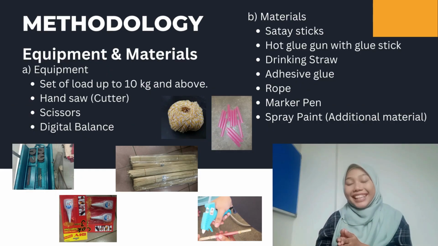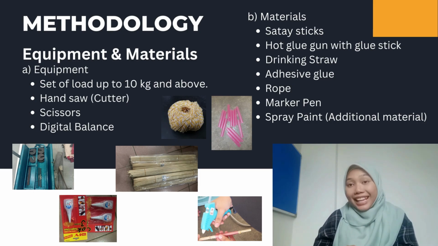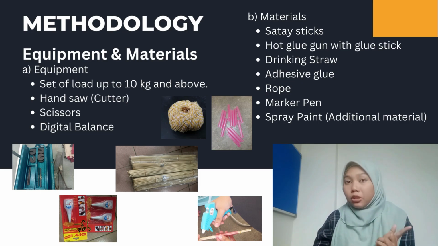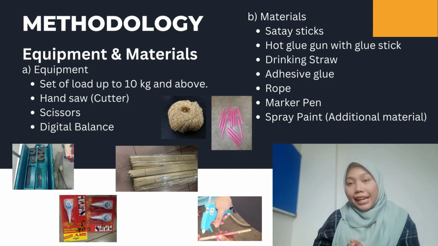Here with me is the list of equipment and material that were used in this project of the truss bridge model. For the equipment, a hand saw and scissors were used while building the model, while the slide load of 10 kg and above and a digital balance were used during the bridge testing stage. After that, as shown in this slide also, the straws as connectors and all binder materials such as hot glue gun, rope and adhesive glue were used in this project.